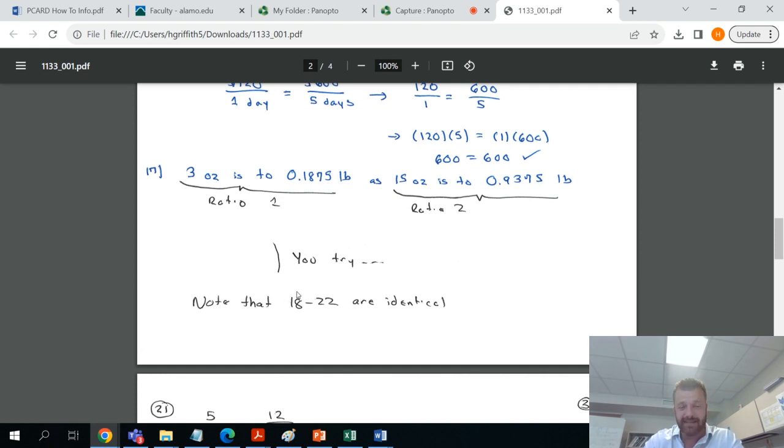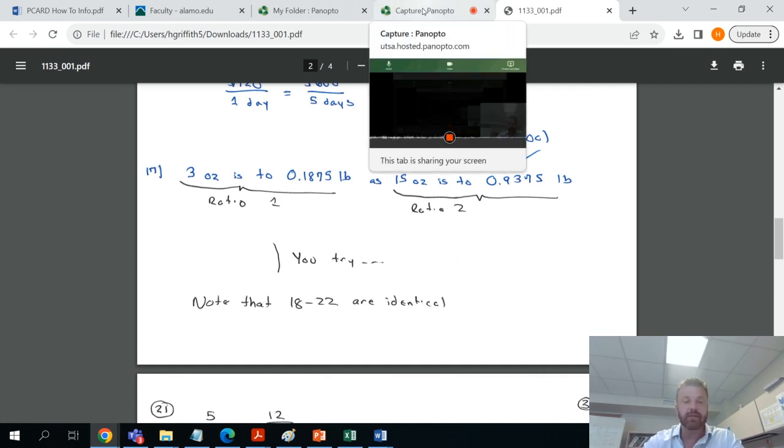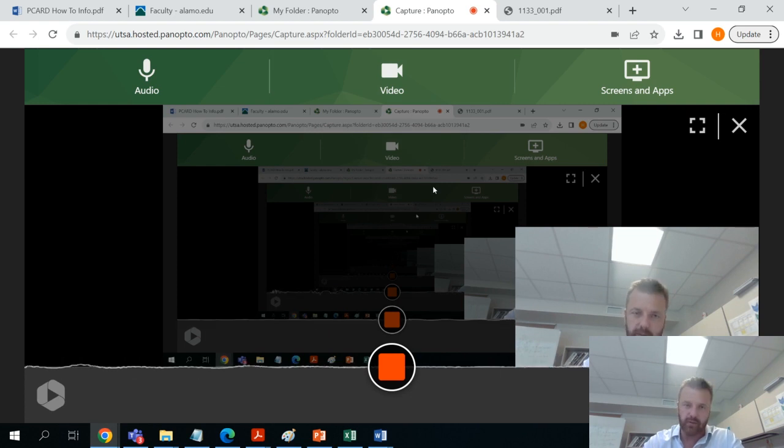All that you're trying to do in 18 through 22 is also show that all of those proportions you're given are in fact proportional. The way you can do that is through the actual cross product test: multiply the two diagonals and show that they're equal to one another.